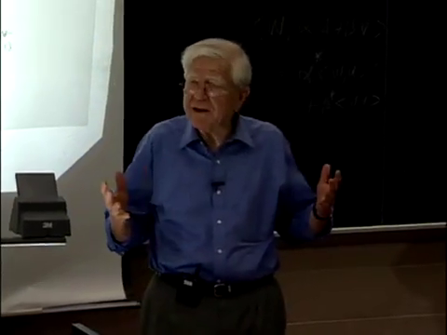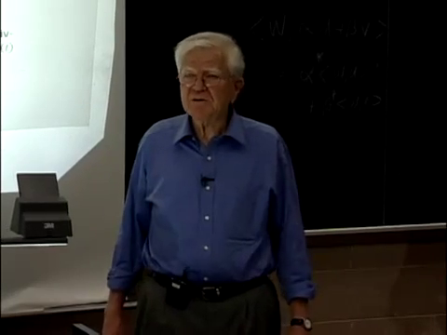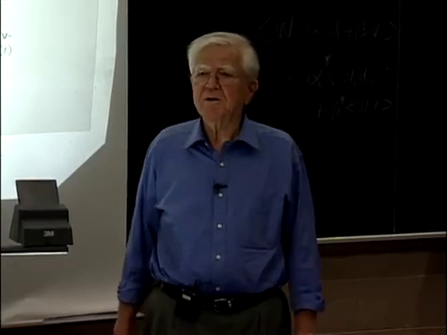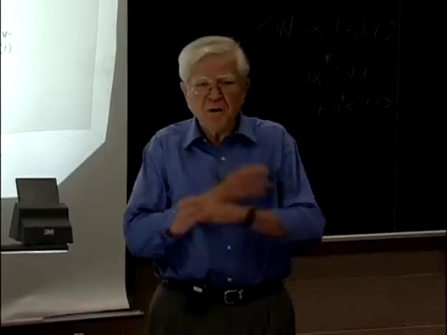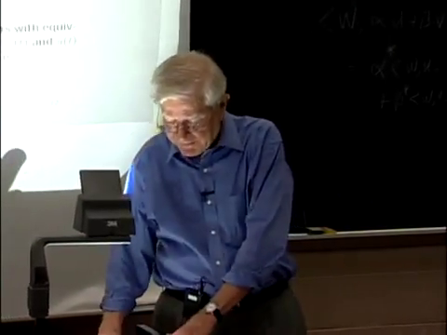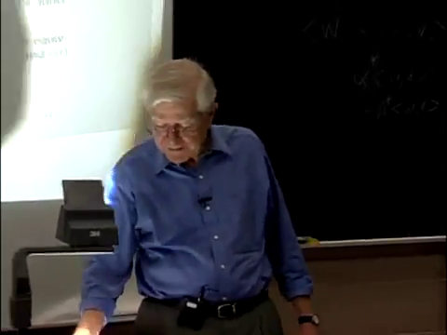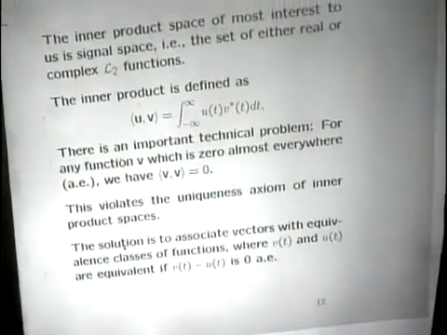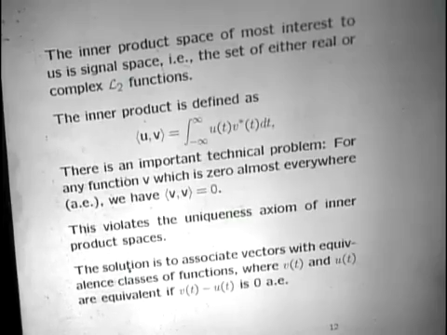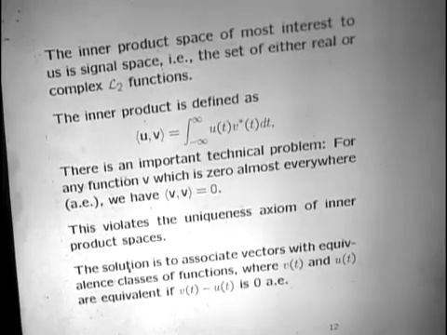As soon as you start integrating things, those things all disappear. But the trouble is, those functions which are 0 almost everywhere are not 0. They're only 0 almost everywhere. They're 0 for all engineering purposes, but they're not 0. They're only 0 almost everywhere. Well, if you define the inner product in this way, and you want to satisfy the axioms of an inner product space, you're out of luck. There's no way you can do it because this axiom just gets violated.